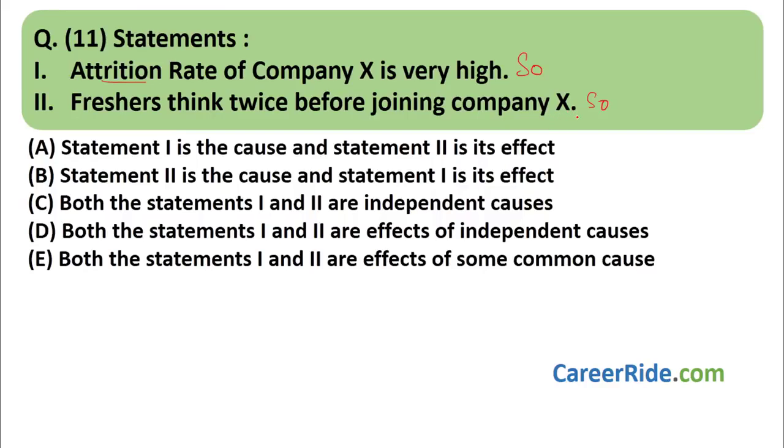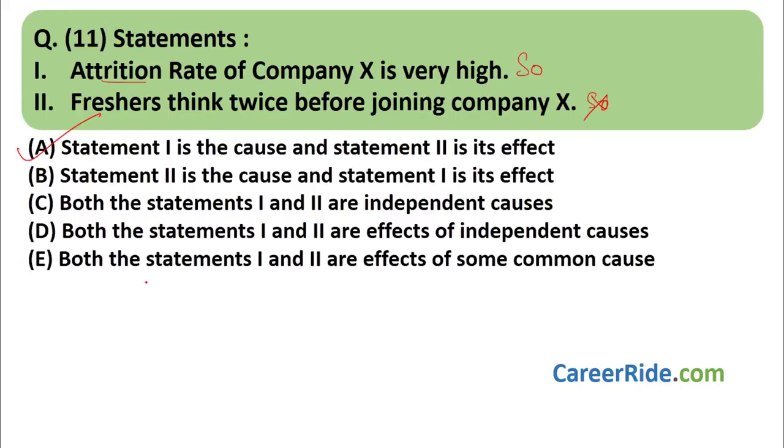Attrition rate actually means people leaving the company. Okay, people leaving the company at a very high rate, that means the attrition rate is high. So only the first makes sense, that attrition rate is high, so the fresher thinks twice before joining the company, because freshers think, why are the people leaving so early? So only the first statement is right, so answer is A.